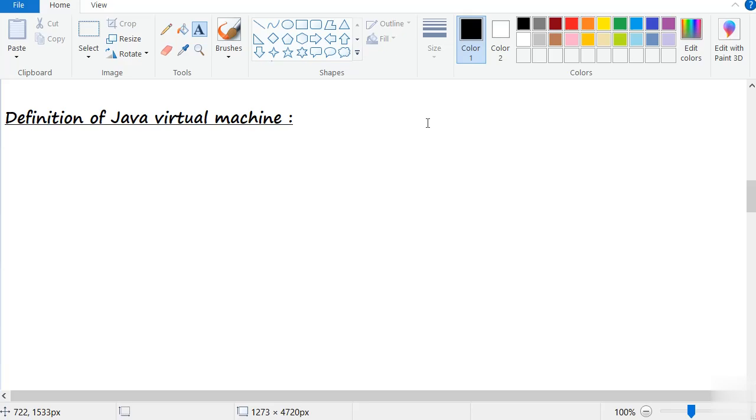JVM provides a runtime environment with an equally partitioned identical memory areas for executing Java bytecode in any OS. From computer memory, it will get some memory and it provides some runtime environment for JVM to execute our class's bytecode in any OS.